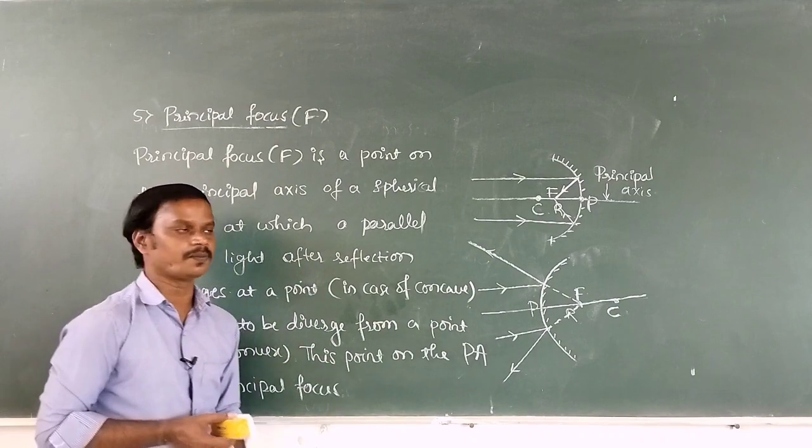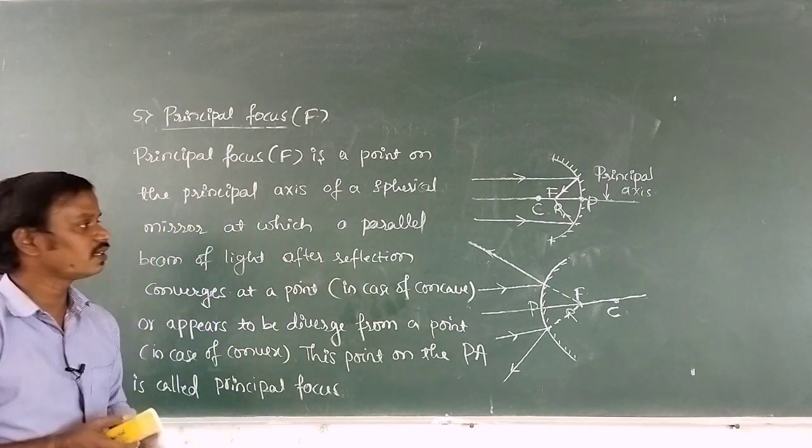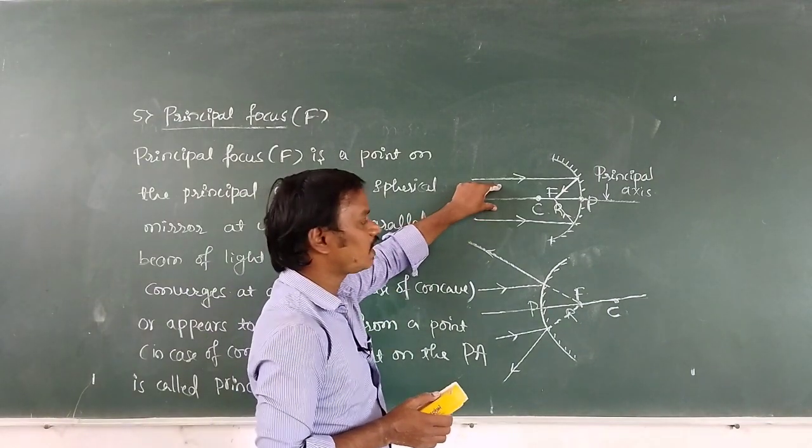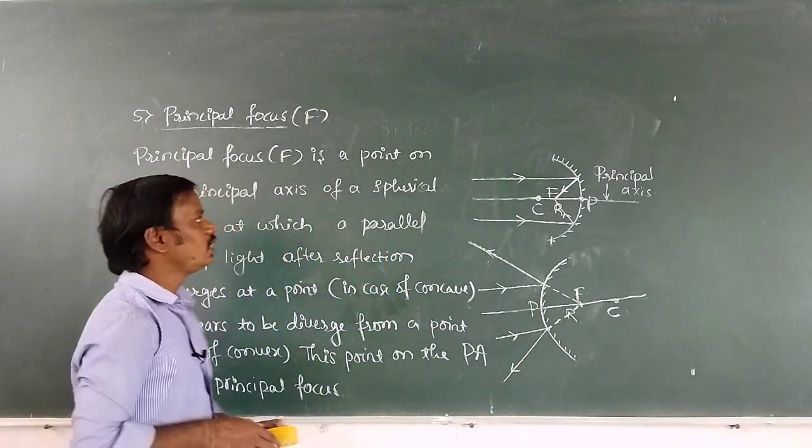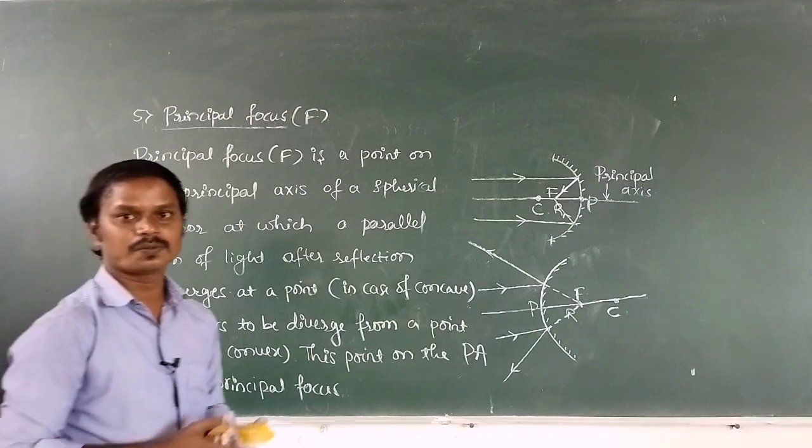Principal focus. Now this is called principal focus. And one thing, the concave mirror has real focus and convex mirror has virtual focus. Next term, that is called focal length.